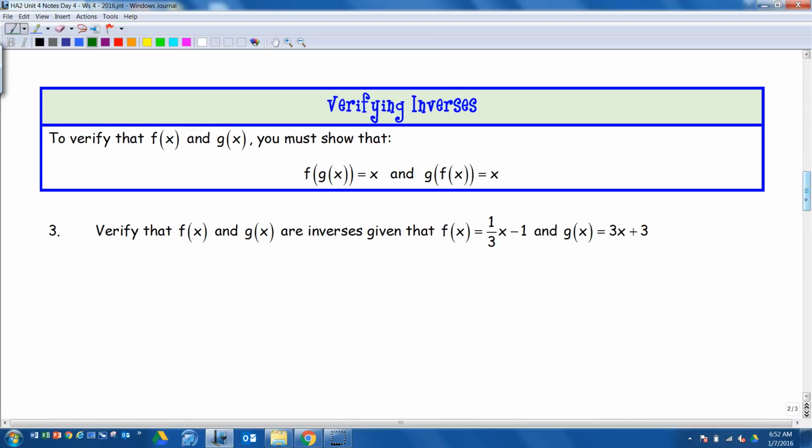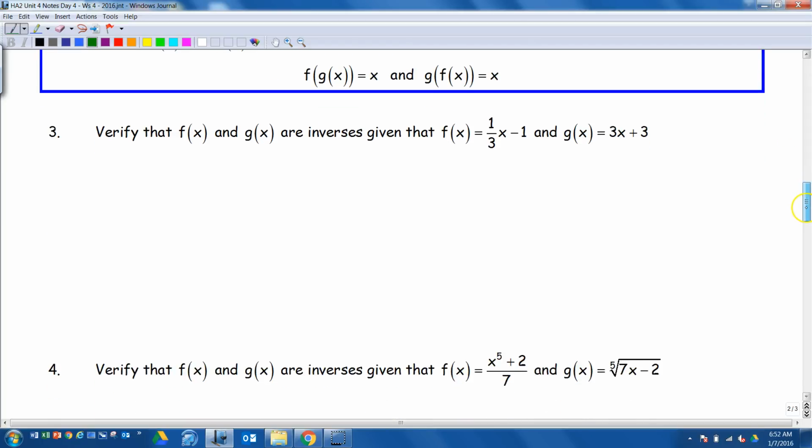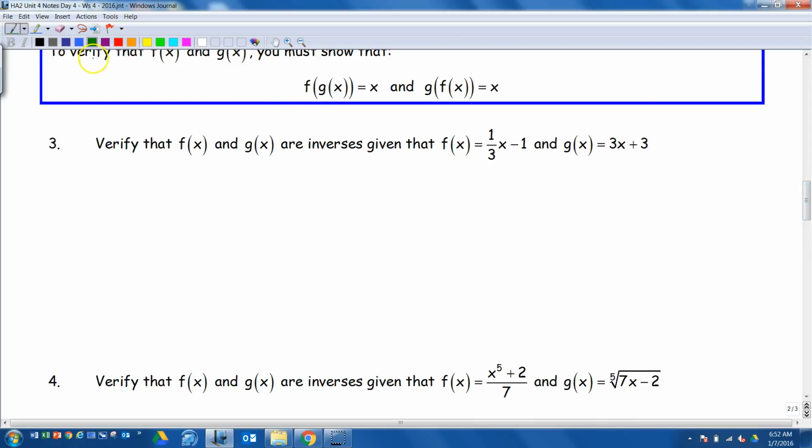To verify that something is an inverse, you have to use composite functions that we were doing the last 2 days. If you do f of g of x and you get x, and if you do g of f of x and get x, they are inverses. Okay? So let's do f of g of x first. F of g of x, which means I'm taking g and putting it into the f equation. So I get 1/3, and then the g equation is 3x plus 3.